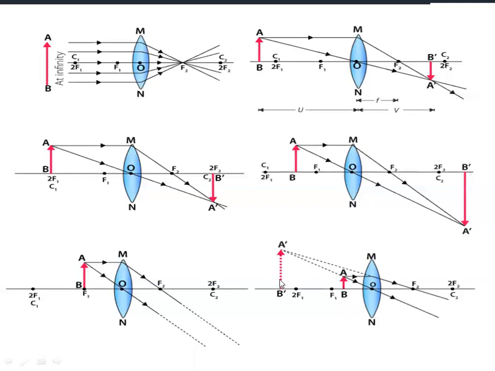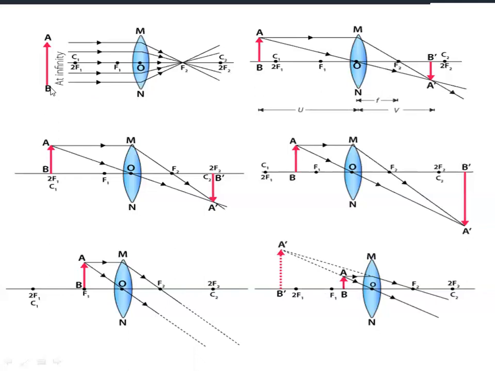Can you see the image which is drawn in a dotted line? This line is also considered a dotted line. Dotted line means here an imaginary erect image is formed. The size of the image is also enlarged compared to the object. Okay, hope you understand the 6 different diagrams.